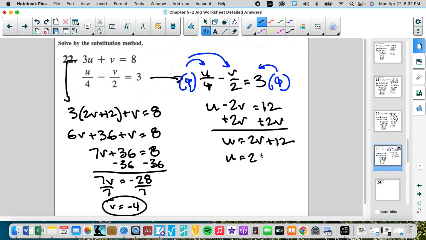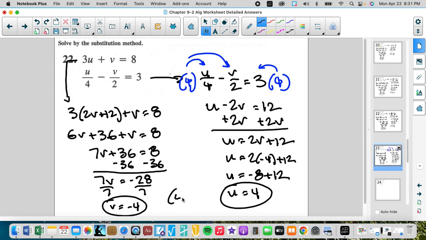And then we can come back to our u equation. U equals 2 times negative 4 plus 12. U, that's a horrible u. Mr. Mack has a hard time writing u's. U equals negative 8 plus 12. U equals 4. So we get u, v: 4 comma negative 4, alphabetical. U comes before v.